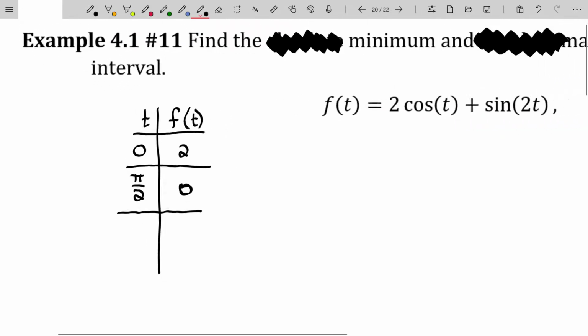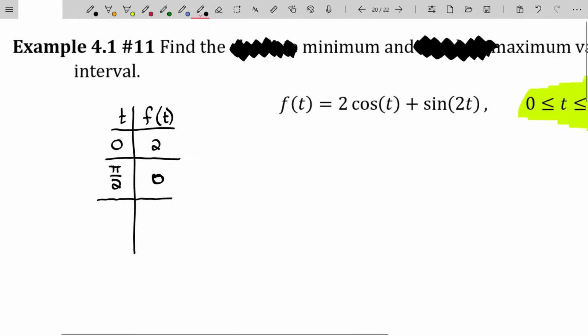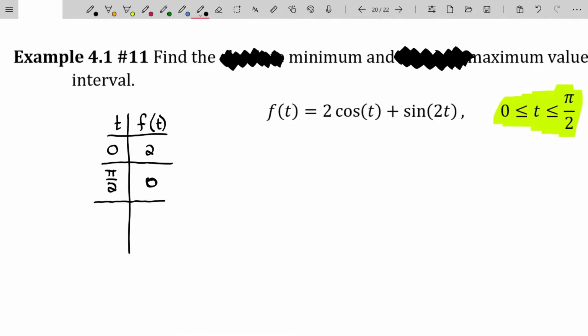But that doesn't mean they're going to stay the maximums and minimums. Let's go ahead and take a look at the derivative. The derivative is going to be negative 2 sine of t, plus 2 cosine of 2t. That's just the chain rule that I did there. And that exists for all real numbers, so there's not going to be an issue with the domain.